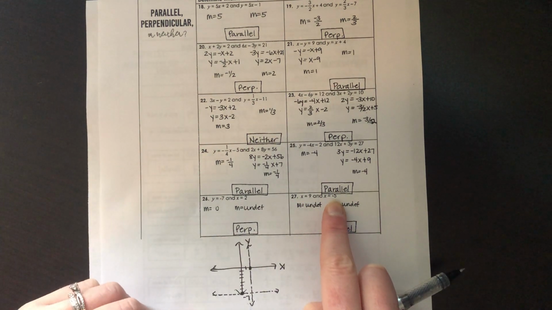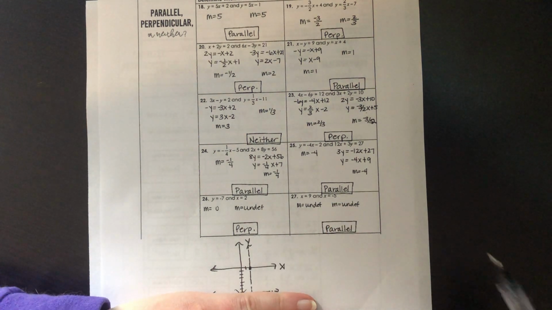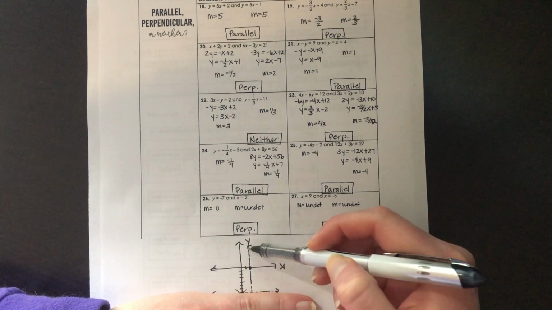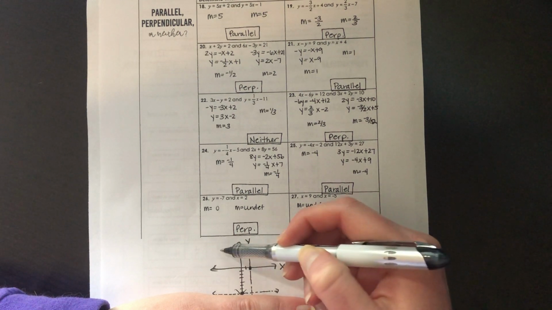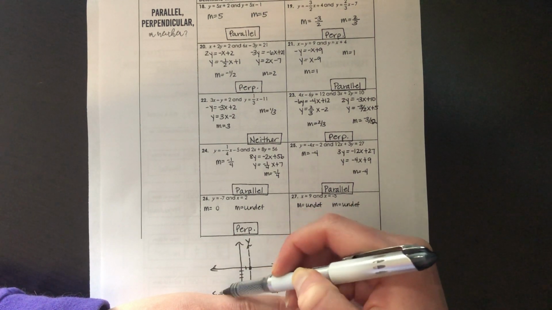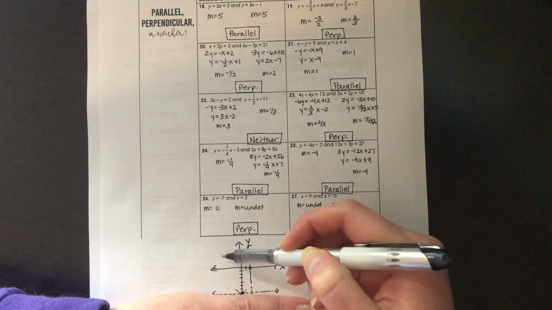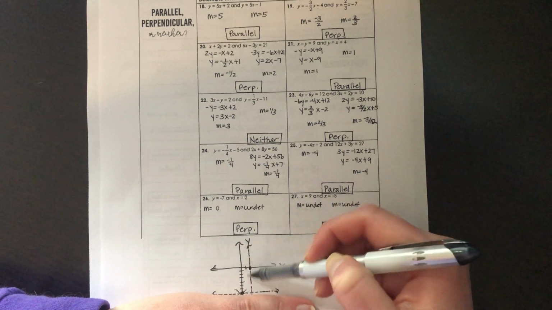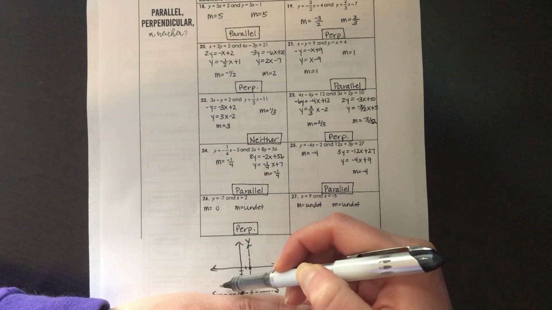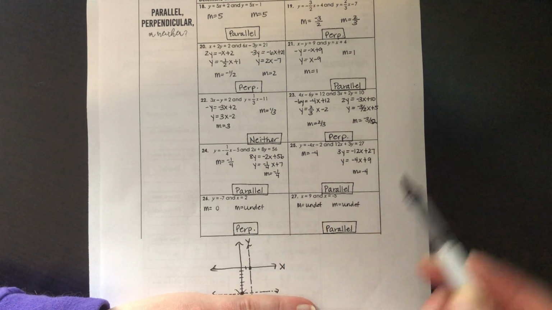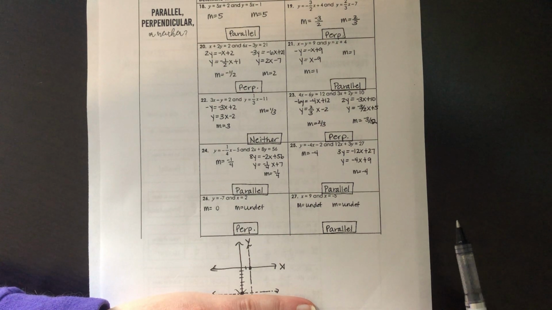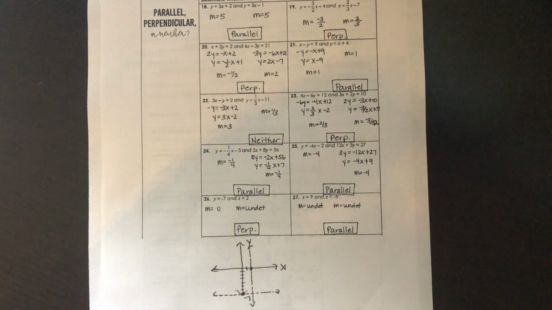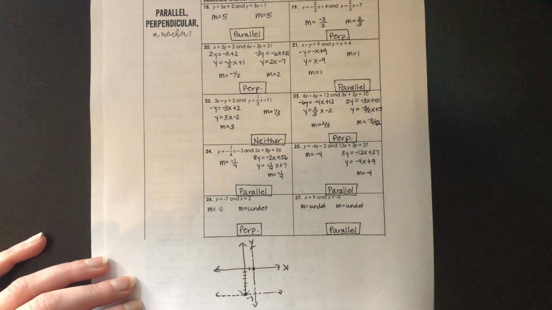For 27, notice it says x equals a number and x equals a different number. So let's pretend that this is 9, x equals 9, and then I have x equals -5. Notice they're both vertical. They're parallel to each other. They're never going to cross because they both have the same slope, undefined slope. So they're parallel. Okay, so be mindful of that.